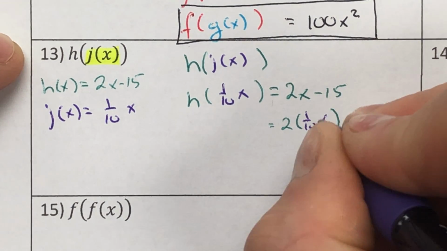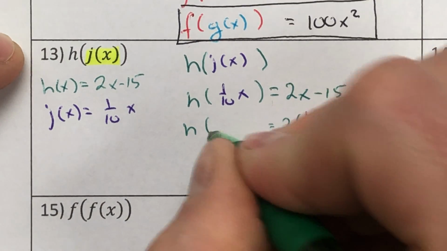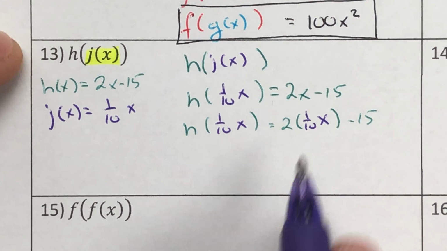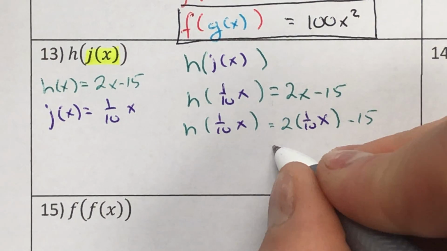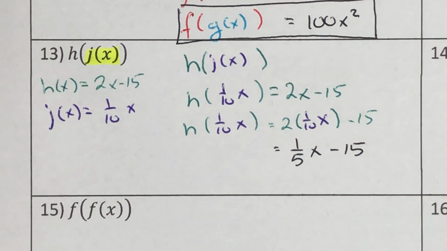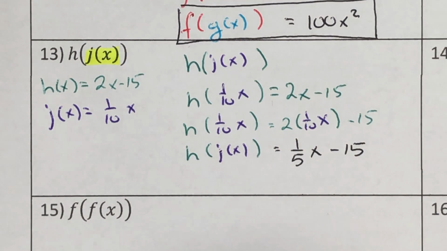That is 1/10 of x. And there we go. So we quite literally take what we have and just plug it in. Nothing more complicated than that. Now we're going to go through and solve this to the best we can. So I know that 2 times 1/10 is 2/10, or 1/5 x minus 15. And that is going to be what our h of j of x is. And I'm going to rewrite this as h of j of x.